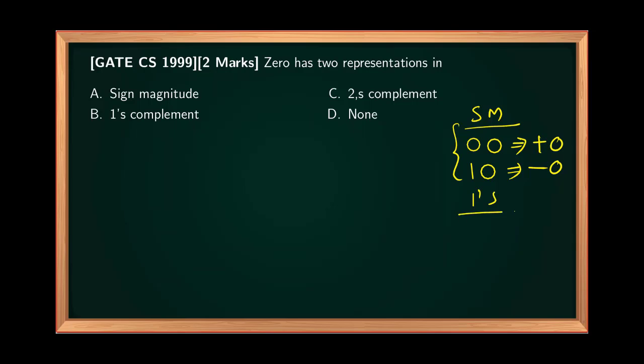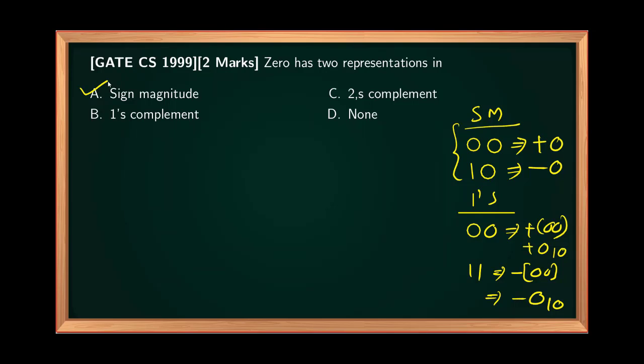Similarly, in 1's complement representation, if it is 0, 0, it implies a positive 0, that is plus 0 decimal. If it is 1, 1, that implies a negative 0 decimal. So signed magnitude and 1's complement representations will have two zeros.